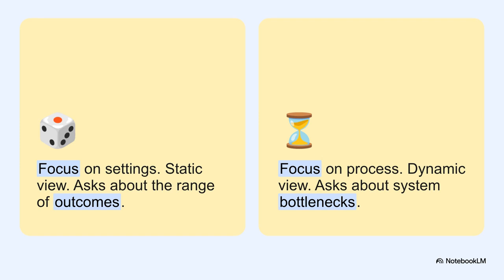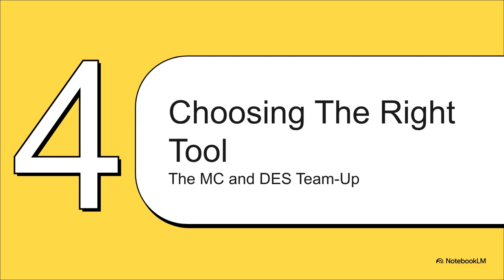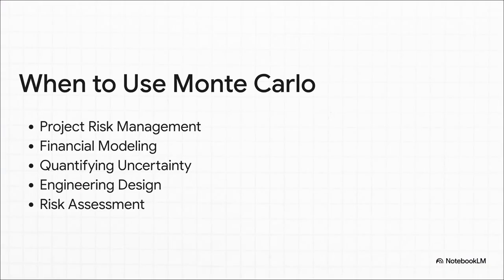On the other hand, discrete event simulation is all about the process and the steps. Its view is dynamic. It's all about what happens over time. It asks a totally different question. Where are the bottlenecks in my system, and how can I redesign the flow to fix them? But here's the thing, it's not always versus. In fact, the real power often comes when you use them together. It's about picking the right tool for the right part of the problem, and sometimes that means having them team up.